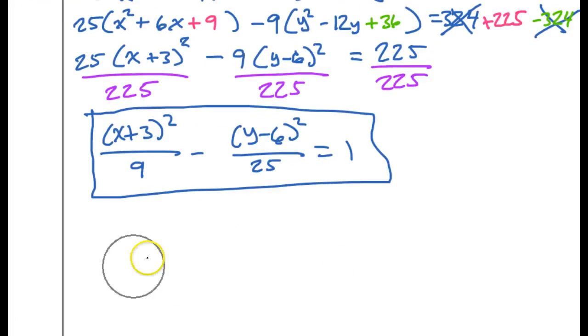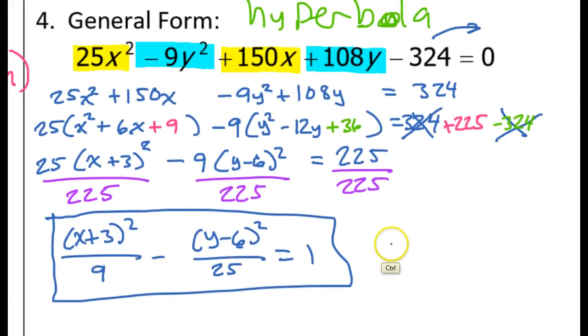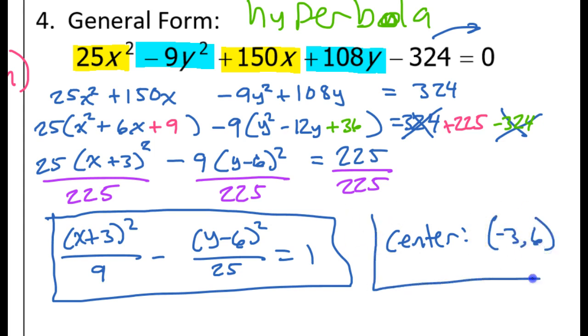Okay. They also asked us for the center. All right. So the center is going to be just the opposite of this and the opposite of this. So the center is going to be negative 3, comma 6. So that's it for number 4.